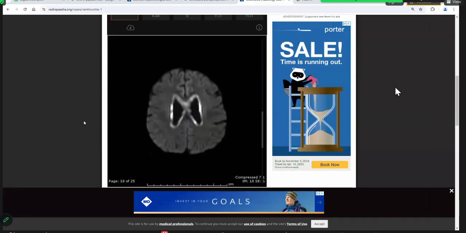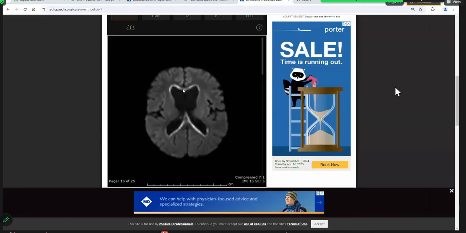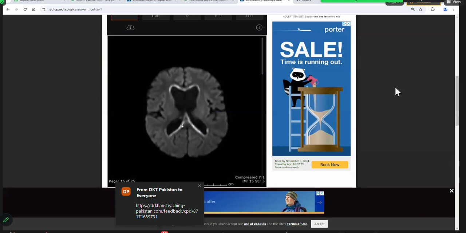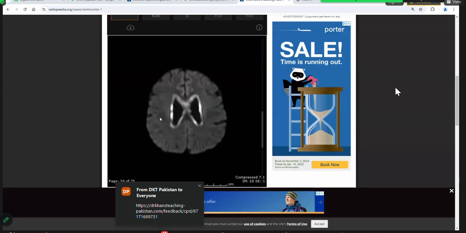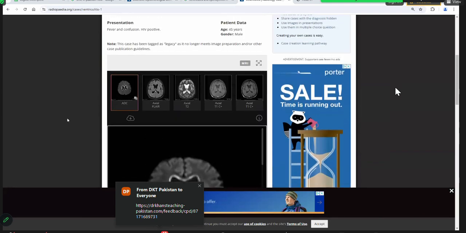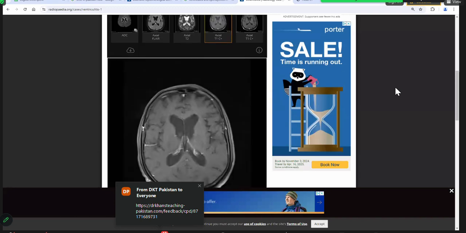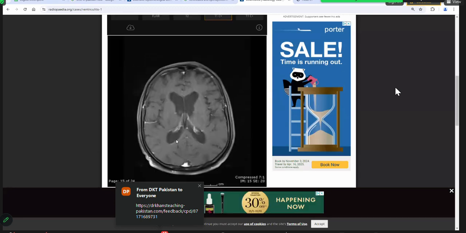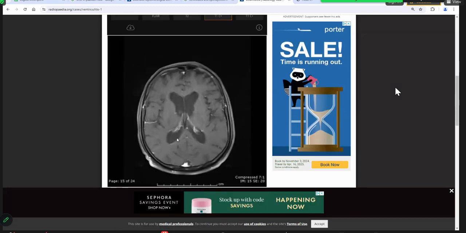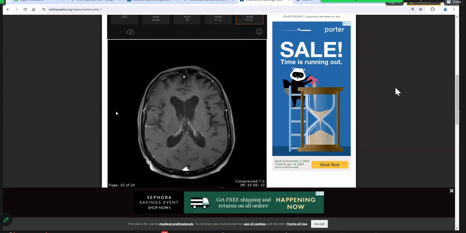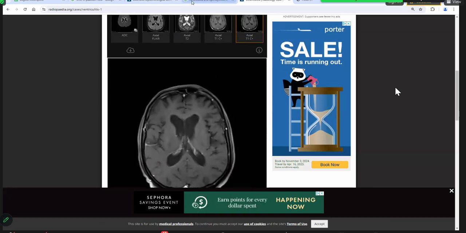So are you able to see this? See that? Yes, ma'am. So this is the lining of the ventricle. This is ependymitis, and the ventricle is also enlarged and dilated. Here there is some enhancement, that thin lining of the ventricle. It's not as good. Let me see another case.